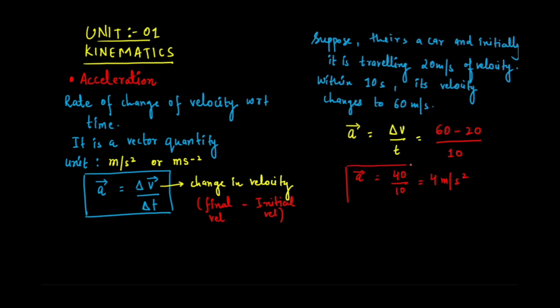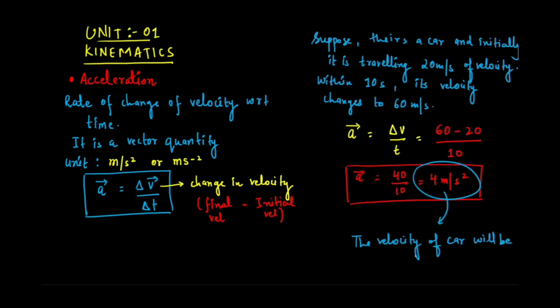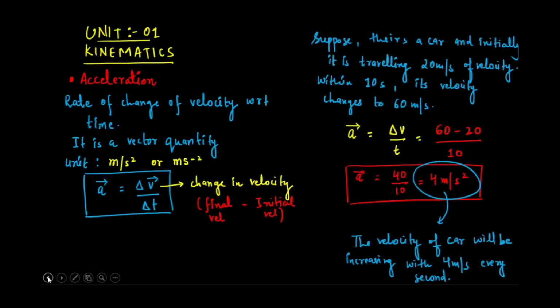Now, what is it actually signifying? What is this 4 meters per second square representing? It represents that the velocity of the car will be increasing by 4 meters per second every second. This is what it means. This is what we mean by acceleration.